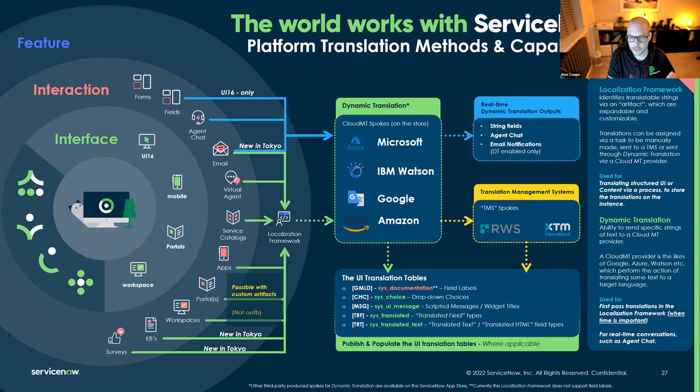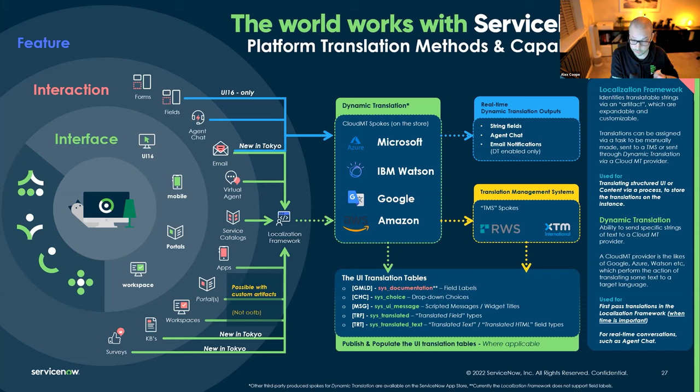And we use that for things like agent chat, real-time agent chat. We might use that for knowledge articles as a first pass translation. And we can also use it here for the localization framework. So the same spoke that you would use for agent chat, you could use here as well. Okay, and I'll show you how that looks in a minute. But this is where you can do email notifications, either the templates or the dynamic translations on the fly if you need to. You can do virtual agent, like I said earlier.